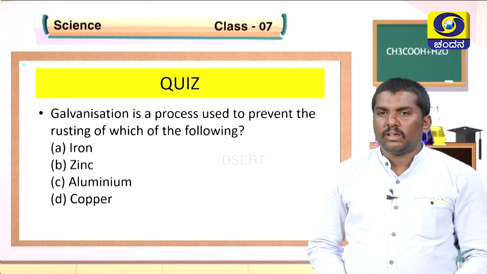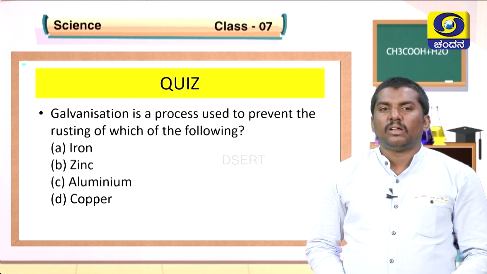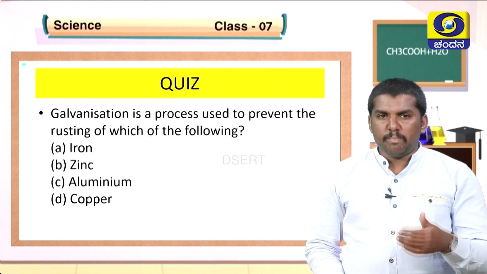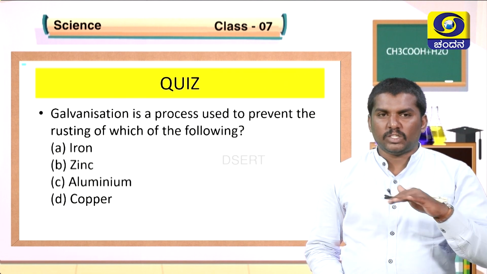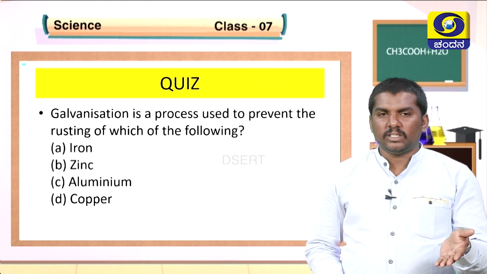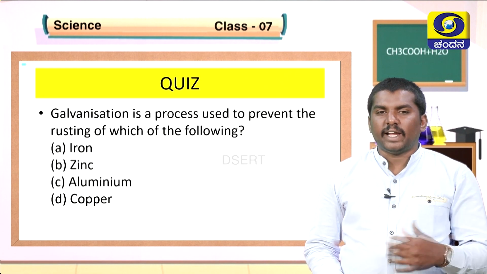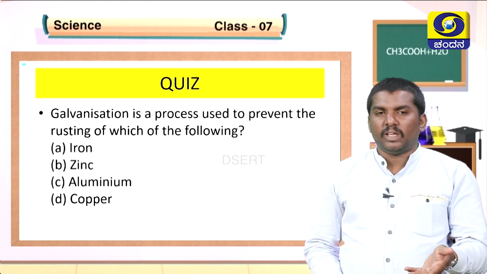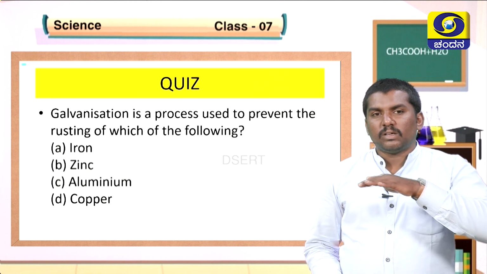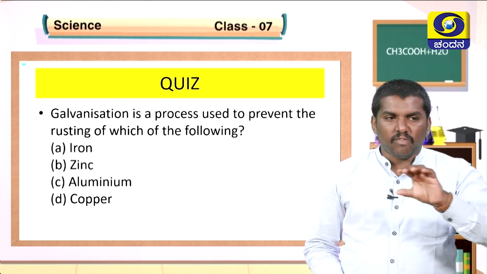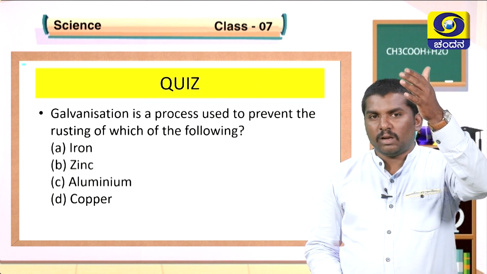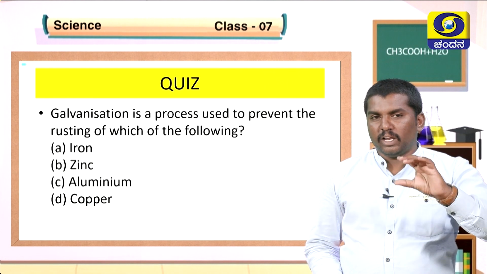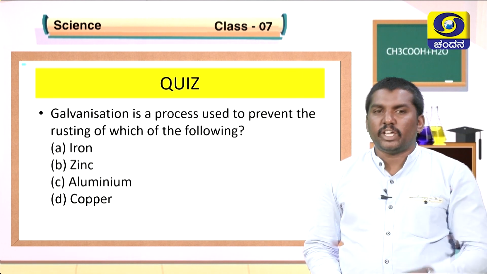Dear students, you already know that we can prevent rusting of iron by two methods, by surface coating of greases and paint. The second method is galvanization. In this process, we coat zinc metal on the surface of iron so that we can prevent oxygen and water from coming in contact with iron to prevent rusting.